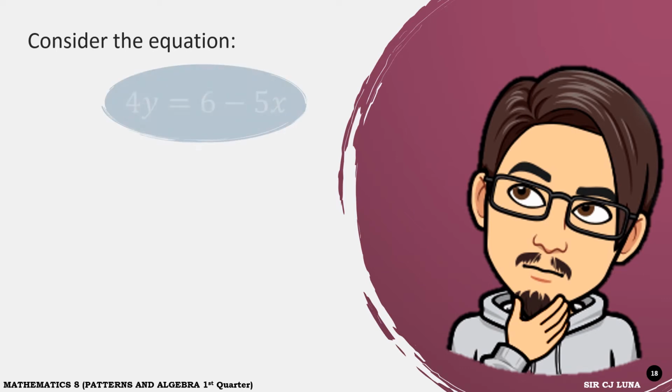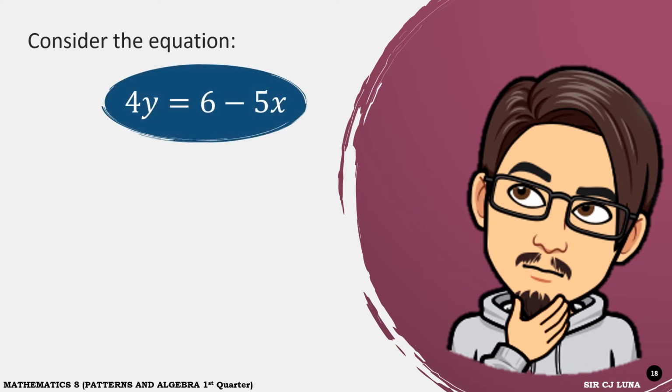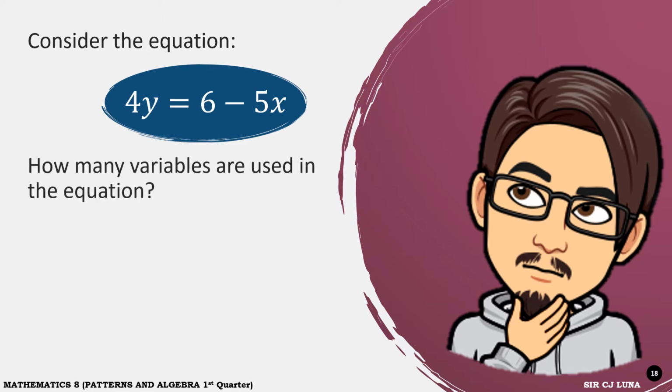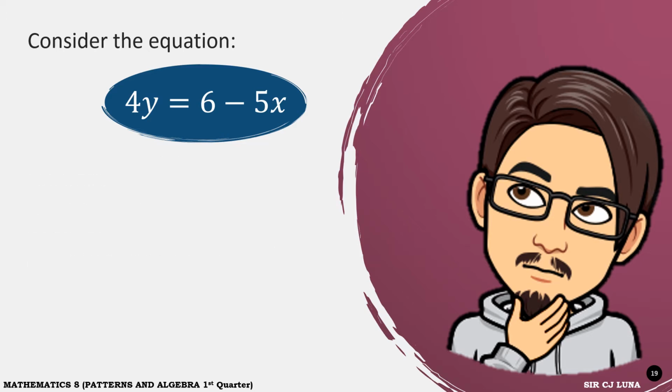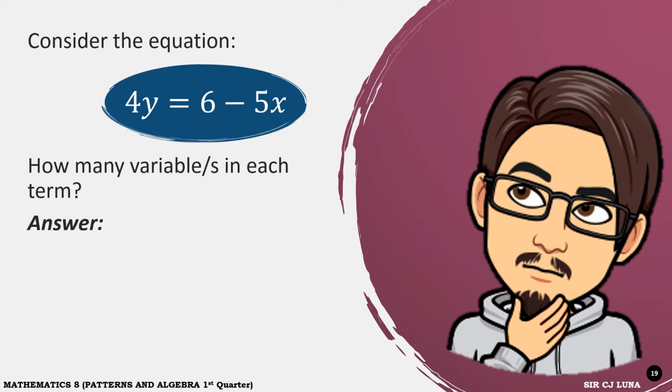Consider the equation. 4y equals 6 minus 5x. How many variables are used in the equation? You're right. It has two variables. We have x and y. How many variables in each term? Okay, very good. It has only one variable in each term.